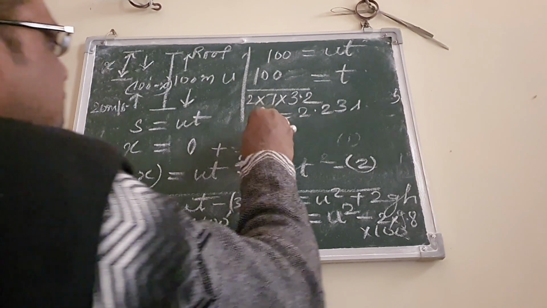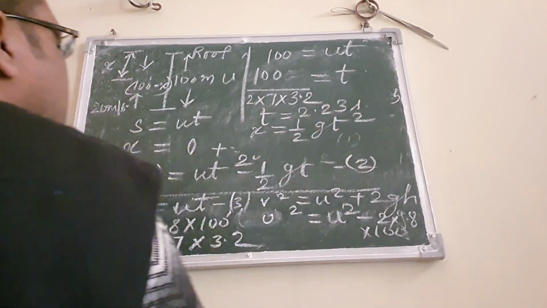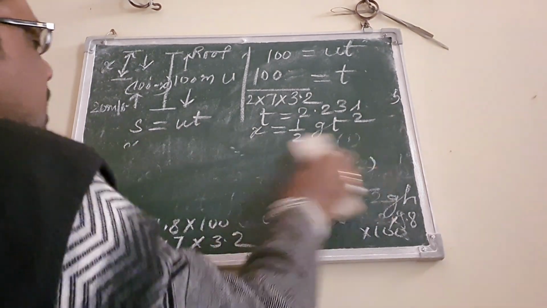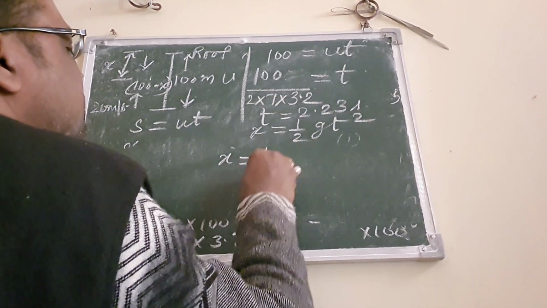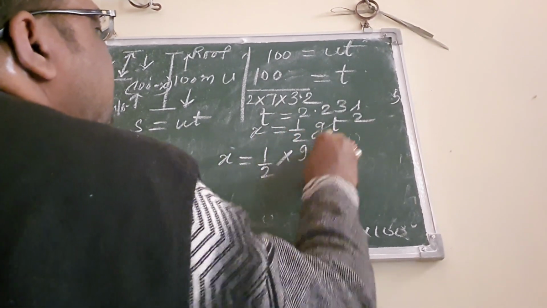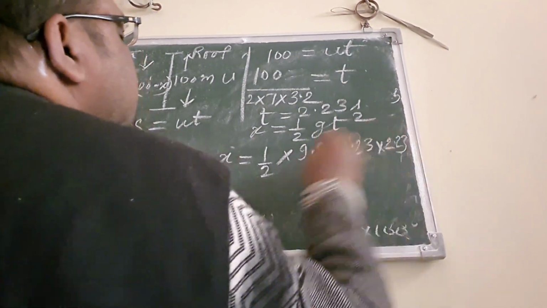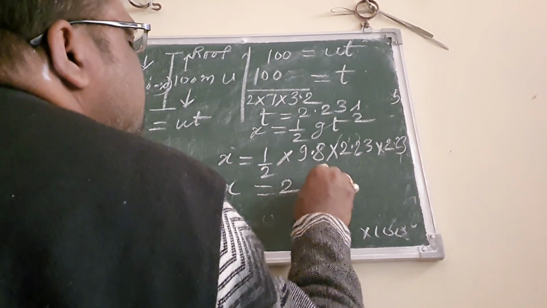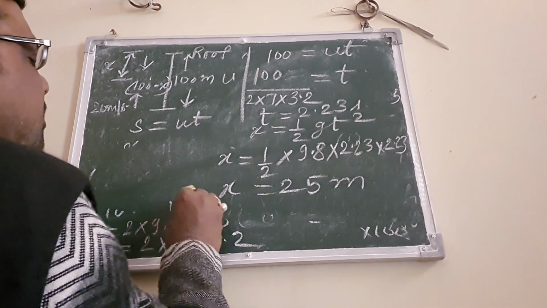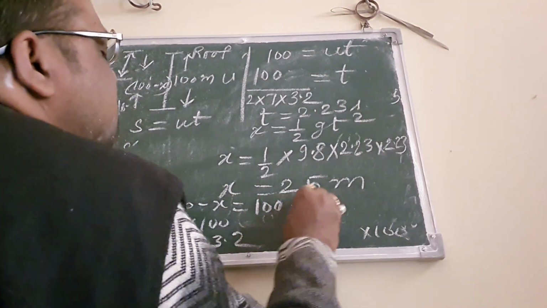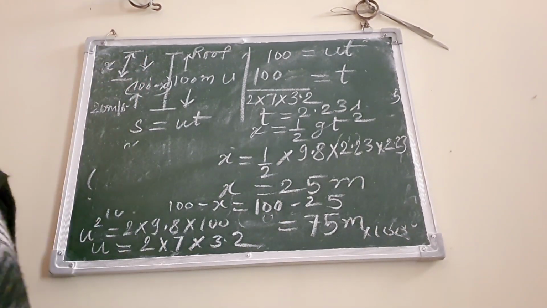Now substituting this value in the first equation, x is equal to half gt square. So x is equal to half into 9.8 into 2.23 into 2.23, that is coming out to be 25 meters after simplification. So the distance from the ground is 100 minus x, so it becomes 100 minus 25, that is 75 meters. So this is our answer.